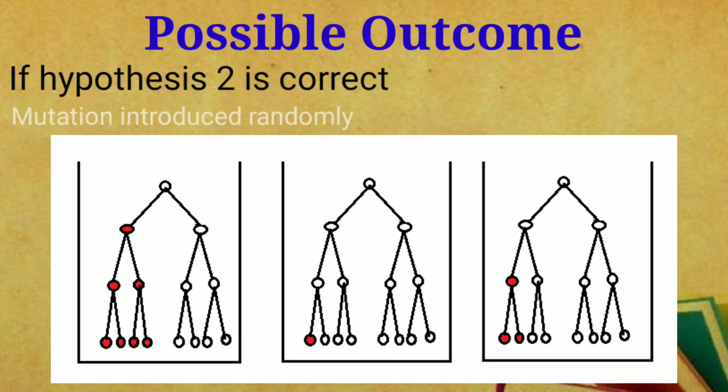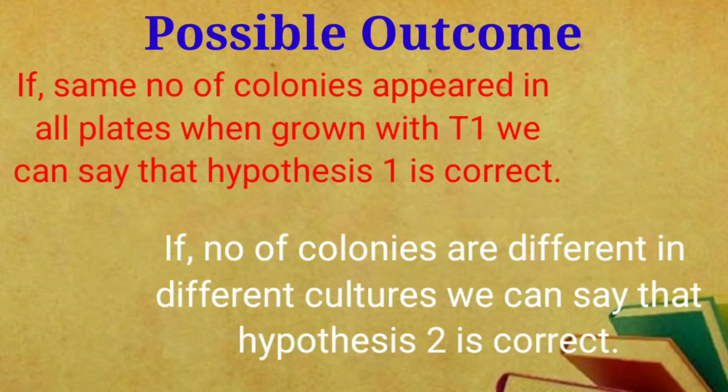Like in this picture, if mutation occurred in generation 1, then the number of resistant cells will be 4 after third generation. And in this picture, the red circles mean mutant cells. On the other hand, if it occurs at second and third generation, then the number of resistant cells will be 2 and 1 respectively. But if mutation occurred after exposure of T1, then the number of resistant cells in all cultures will be more or less same.